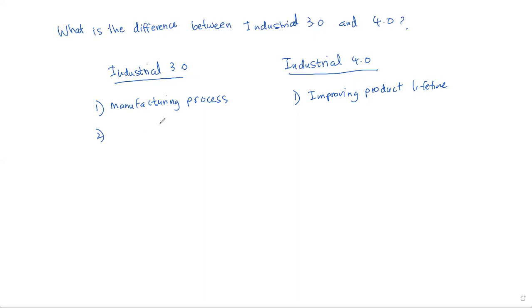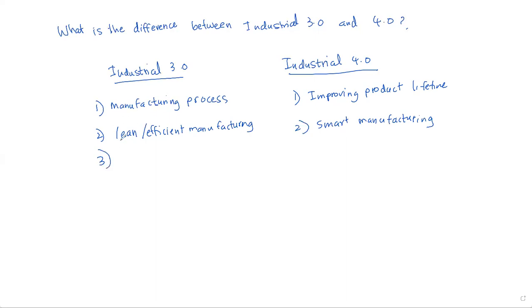Then Industry 3.0 focuses on lean manufacturing, like just-in-time manufacturing. That means efficient manufacturing, like doing the task on time. This focuses on smart manufacturing, like how to optimize the manufacturing in such a way that the production will be done according to the user's needs.